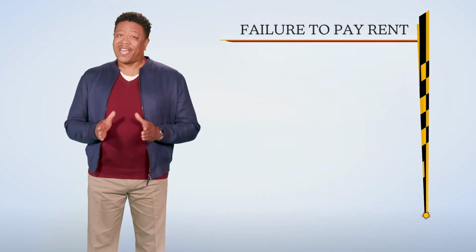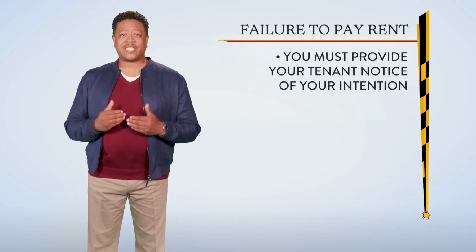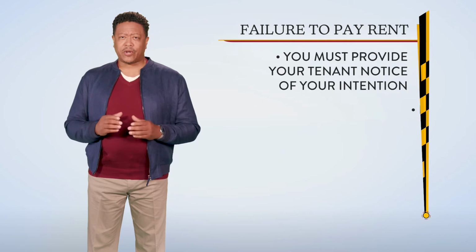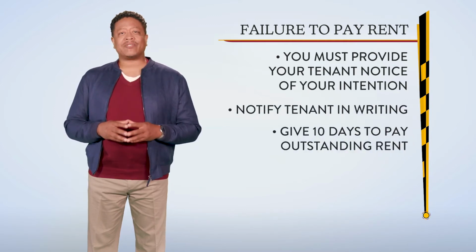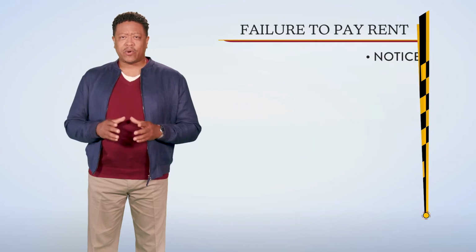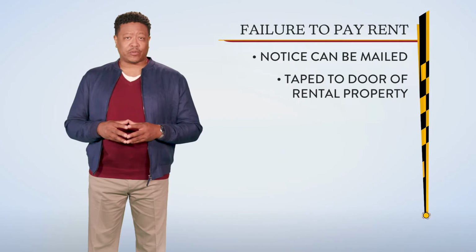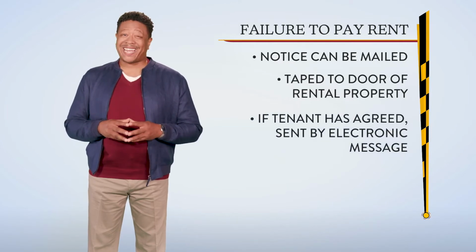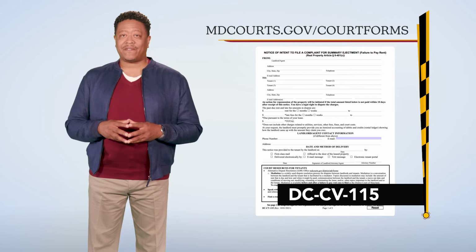Before you can file a failure to pay rent case, you must provide your tenant notice of your intention to do so. The notice must be in writing and give the tenant 10 days to pay the outstanding rent. The notice can be sent by either first-class mail or taped to the door of the rental property. Or if the tenant has agreed, it can be sent by electronic message. Copies of the notice are available online at mdcourts.gov/courtforms.